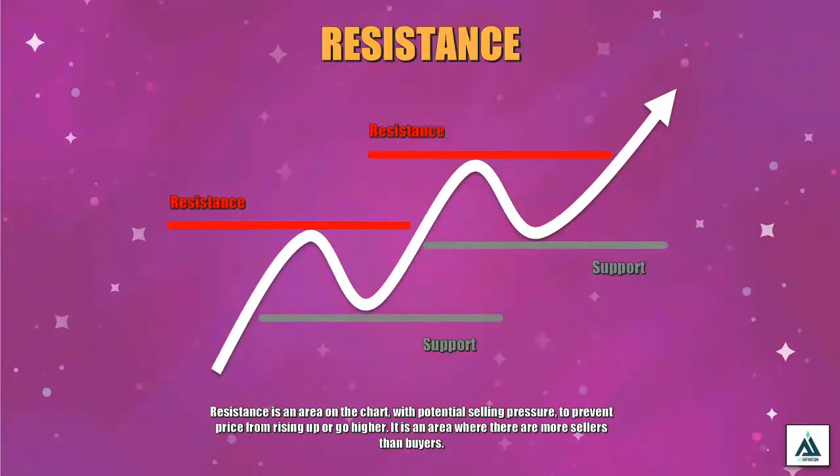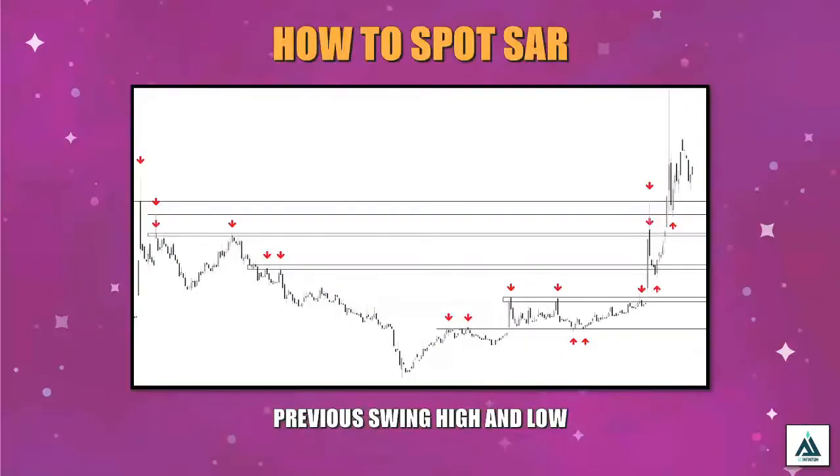Then, how can we spot SAR? When the price moves down, the lowest point reached before it started to move up is now acting as support. This is what we call swing low. The more recent the swing low is, the more significant it is.